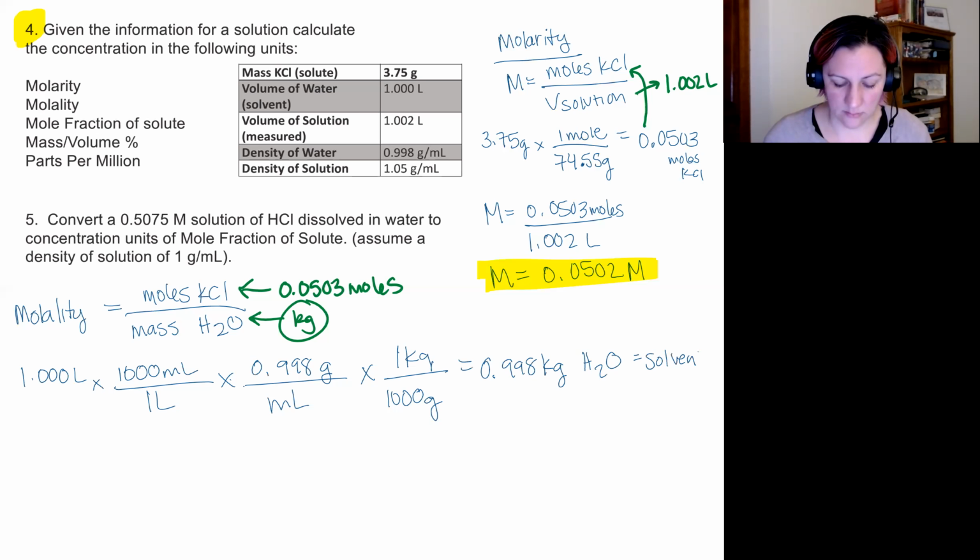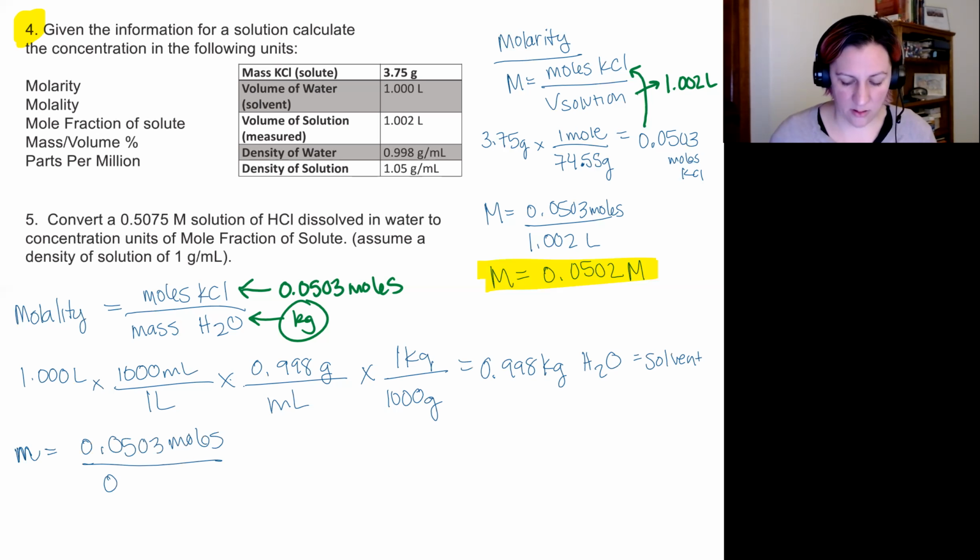So that molality, which is like the little m, right, is going to be equal to my 0.0503 moles divided by my 0.998 kilograms of water. And that's going to go ahead and give me a value that is 0.0504 molality.